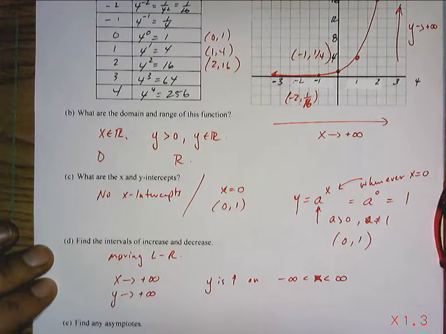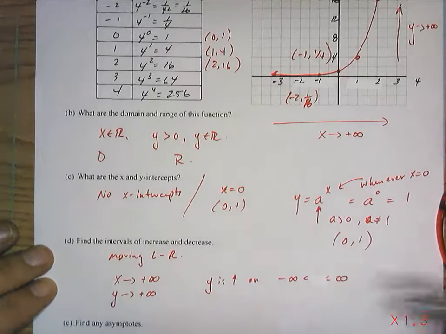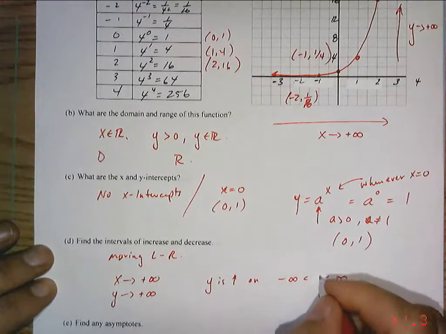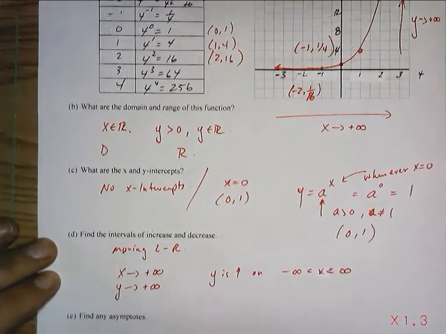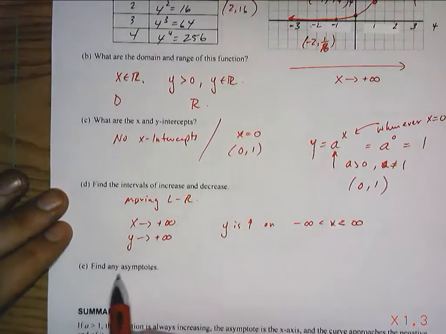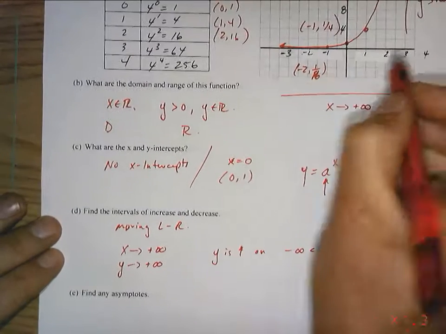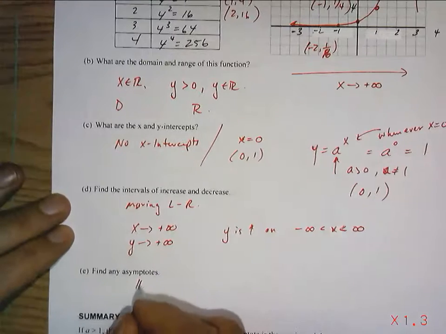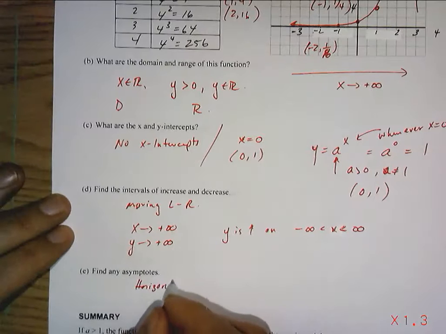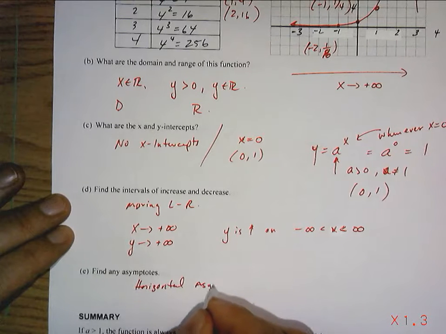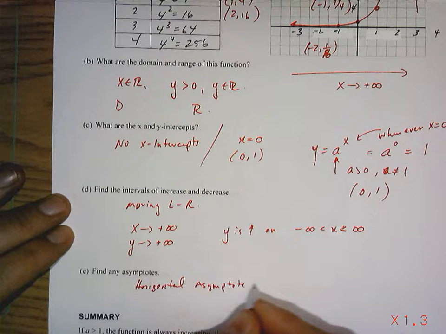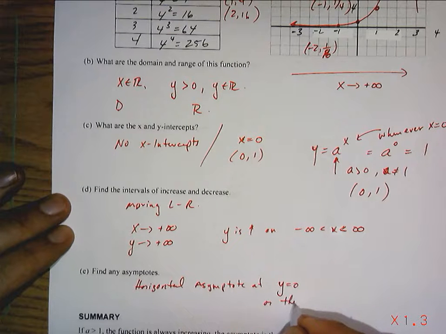And you can't put equal signs on there because you can never equal infinity. Infinity is a direction, it's not a number. You can't ever have infinity of something. Find any asymptotes. Well, there's a horizontal asymptote right here. And it is at y equals 0, or the horizontal axis.